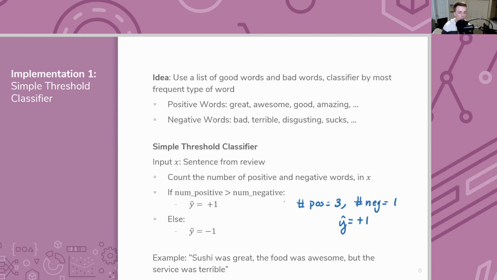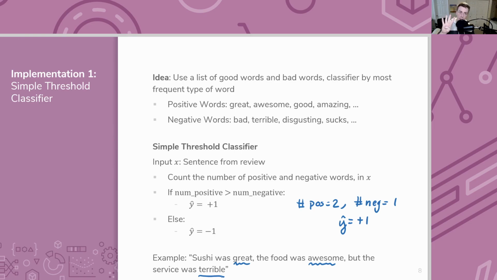So here's an example of this. Sushi was great. The food was awesome, but the service was terrible. Oh, sorry, that should have actually been great, awesome. And we'd probably say that on average, or most likely, this is a more positive review because it had more positive outcomes or more positive words associated with it.